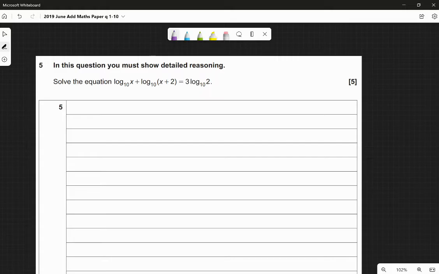Okay, so looking at this, I'm thinking, well, I know, using my logarithm laws, the following things. I know that if I have log of a plus log of b, that is equivalent to log of ab. And the left side of that equation has that very thing. So the left side of that equation, log base 10 of x plus log base 10 of x plus 2, can be combined into one logarithm, which would make things simpler, as log base 10 of x multiplied by x plus 2.